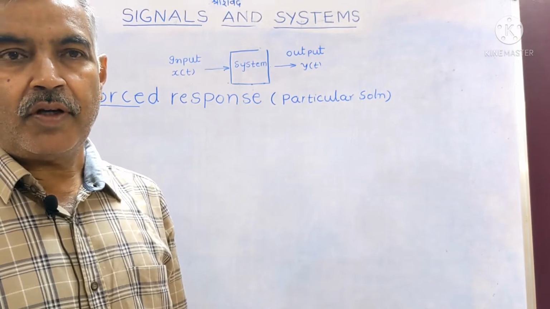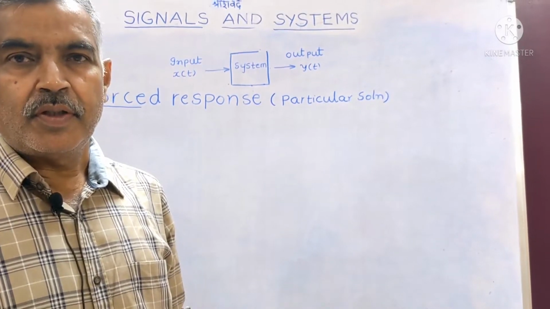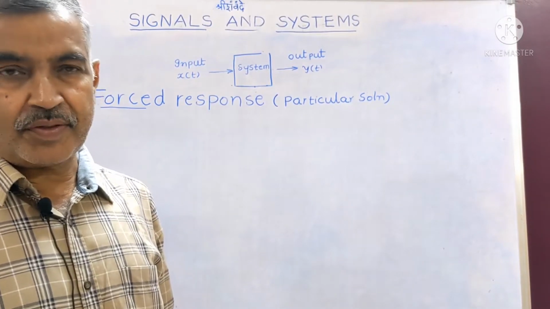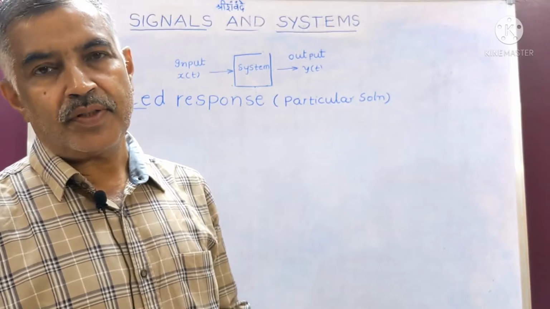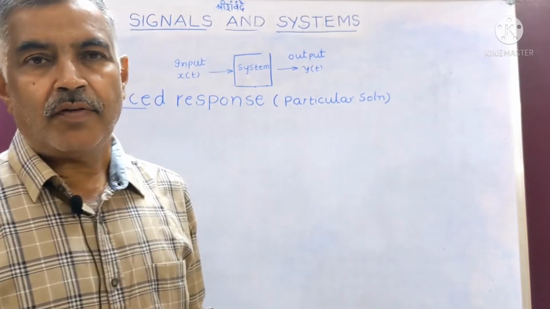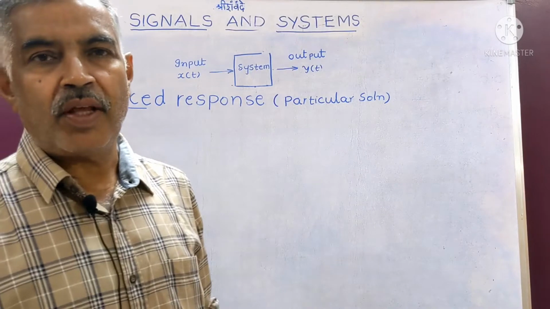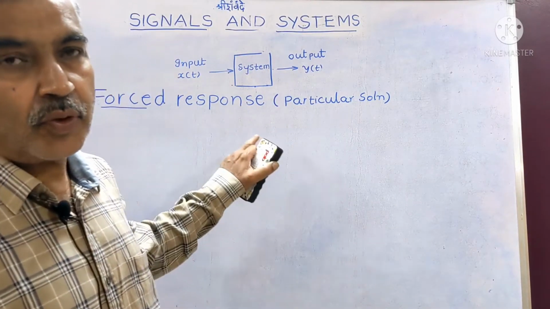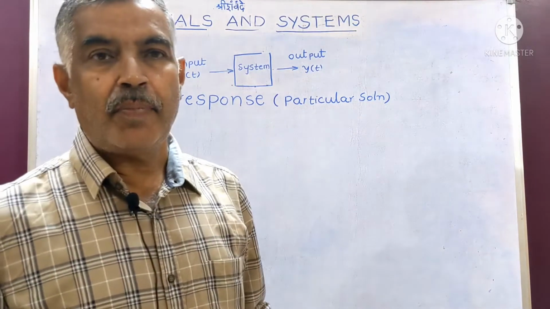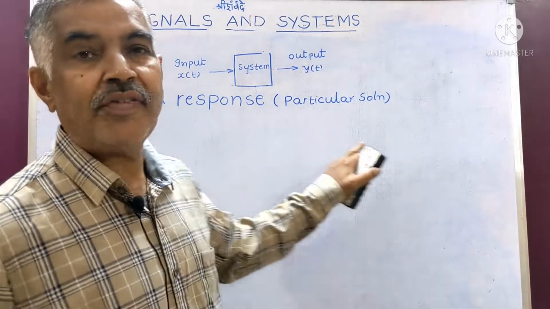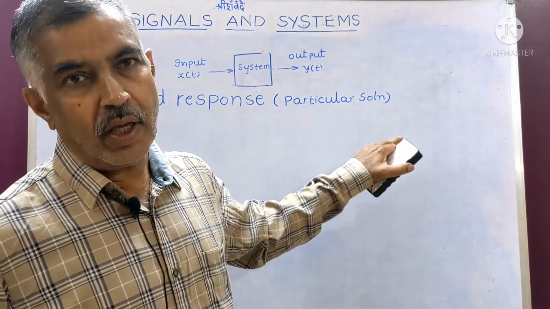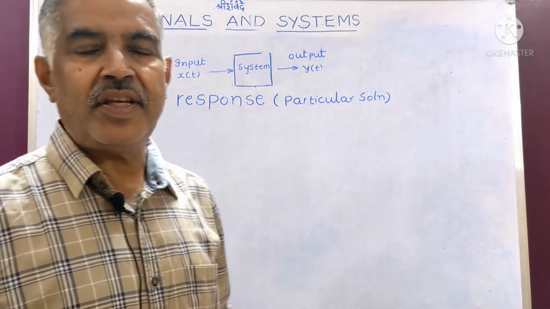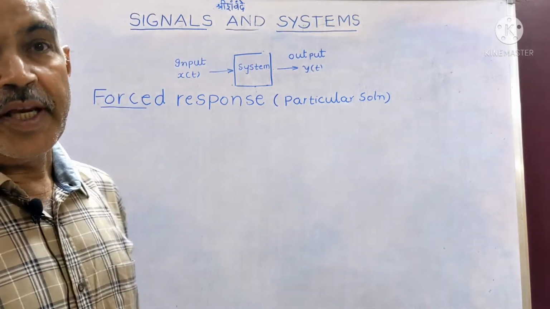So yesterday, for continuous time systems, we came to know how to find the natural response. After the natural response, the other part of the total solution is what is known as the forced response. The forced response is also called the particular integral, or particular solution. The forced response is characteristic of the input.